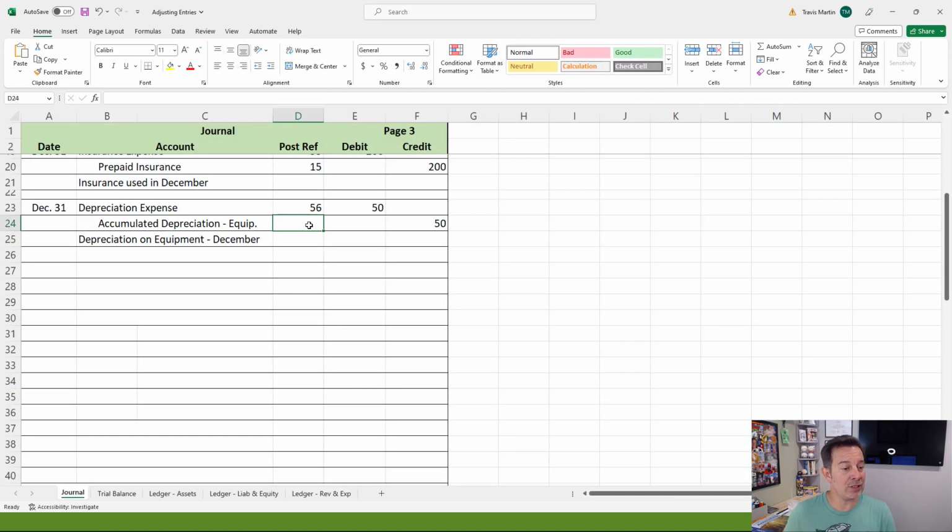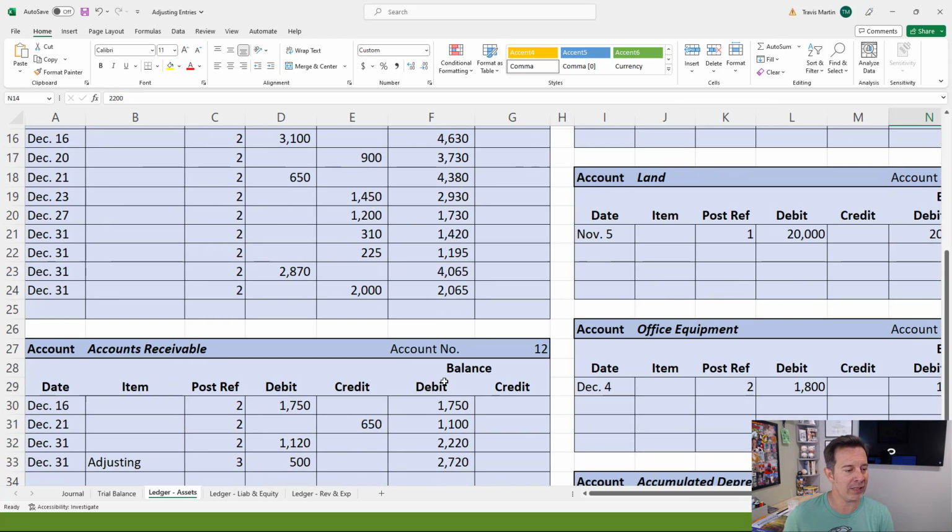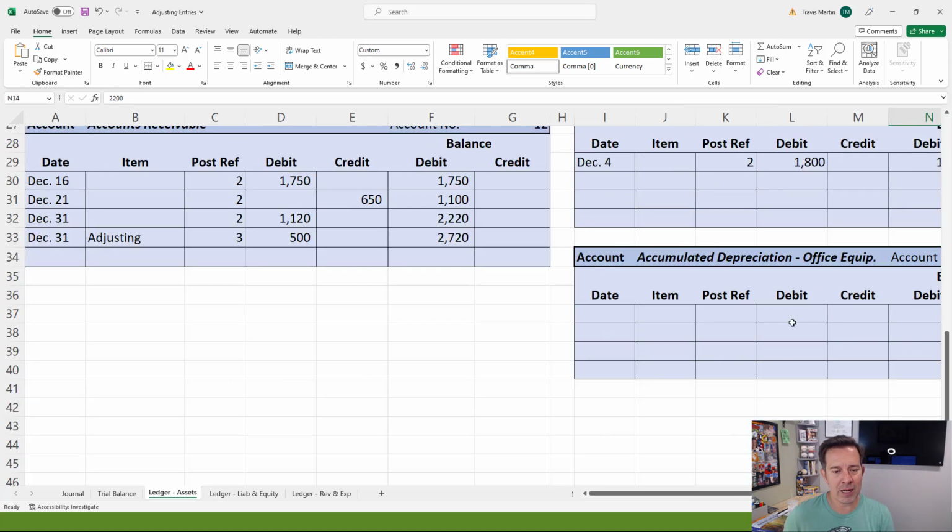And then we have the accumulated depreciation account. Remember, that is a contra asset. We're going to find that underneath assets, and it's going to carry a normal balance on the opposite side of what an asset normally would carry, which means it's going to have a credit normal balance. There we go. I got office equipment right there.